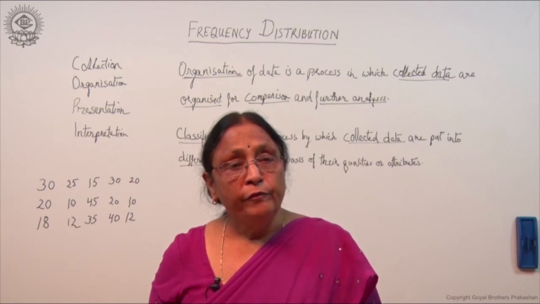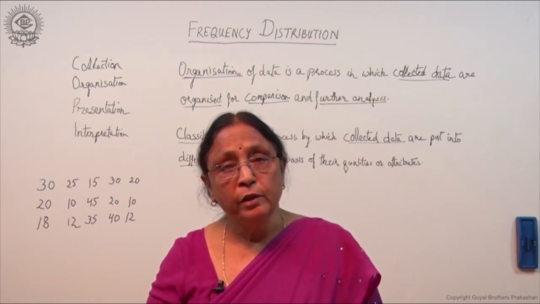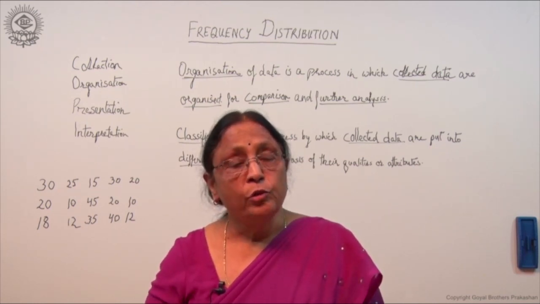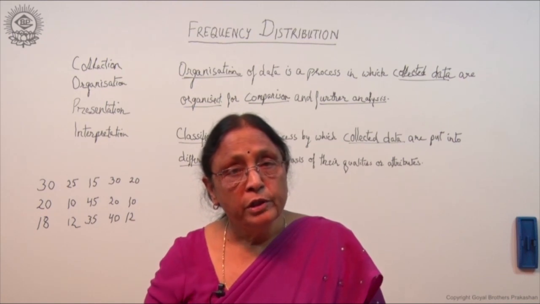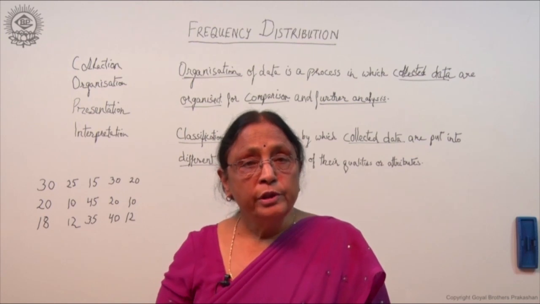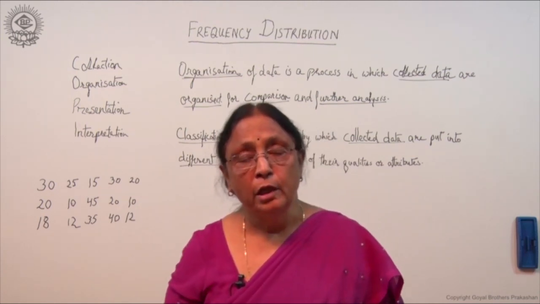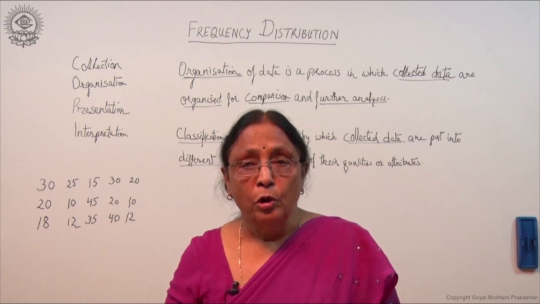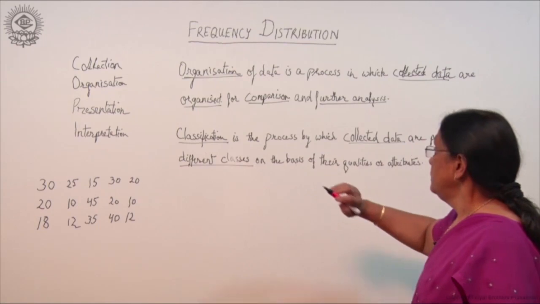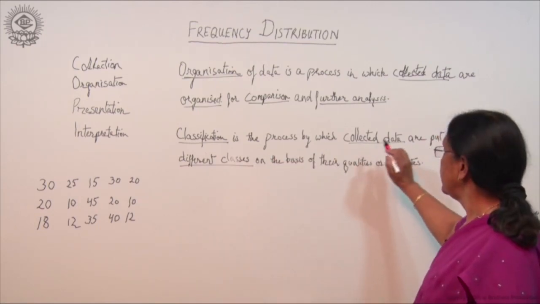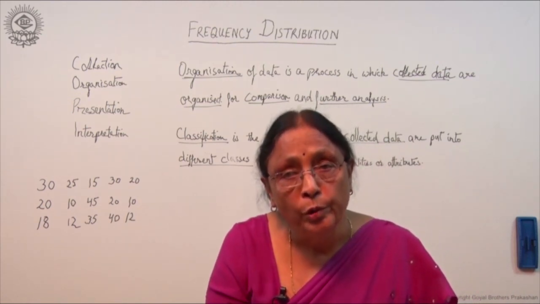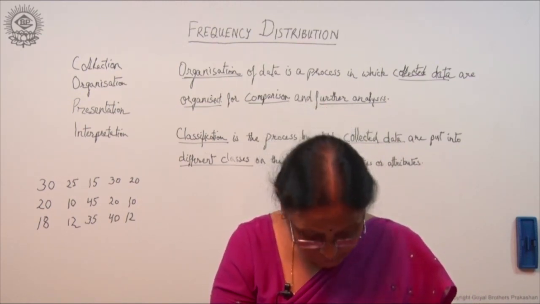Similarly, if you are doing a survey in a factory, then you can divide the workers on the basis of how many are skilled and how many are unskilled. In the educated group, you can divide the workers into how many are highly educated or how many are less educated. So in this way, the classification of data according to their qualities or attributes is known as the process of classification. That is, the collected data are put into different classes on the basis of their qualities or attributes.